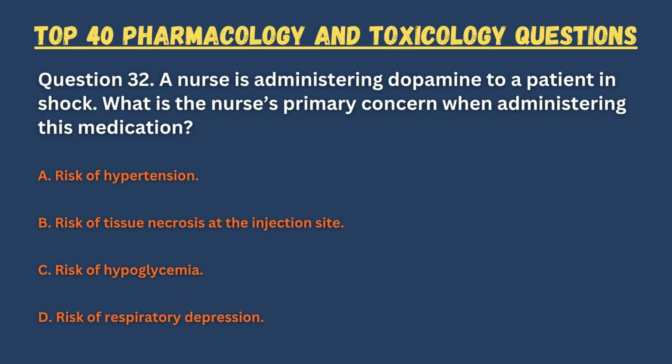Question 32. A nurse is administering dopamine to a patient in shock. What is the nurse's primary concern when administering this medication? A. Risk of hypertension. B. Risk of tissue necrosis at the injection site. C. Risk of hypoglycemia. D. Risk of respiratory depression.